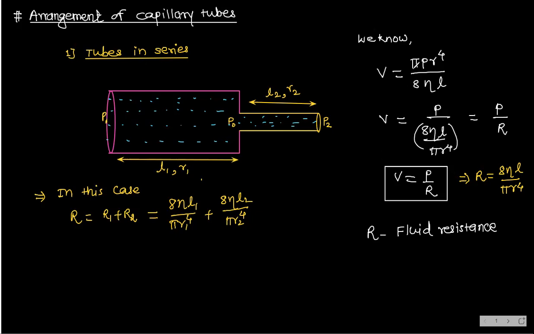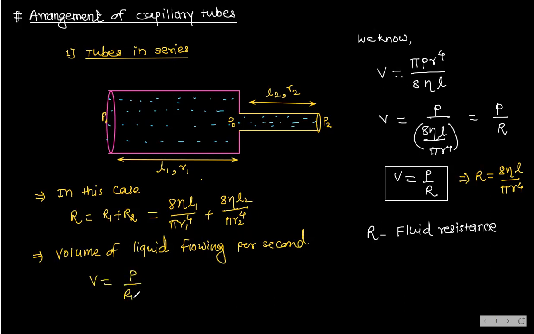And here in this Poiseuille is also, this is volume. V means volume per second, we can say. Yes, no? Volume per second, right? So therefore here, volume of liquid flowing per second, that is V is equal to P divided by R1 plus R2, and that is equal to P divided by this R. So whatever we got, we have to just substitute there.